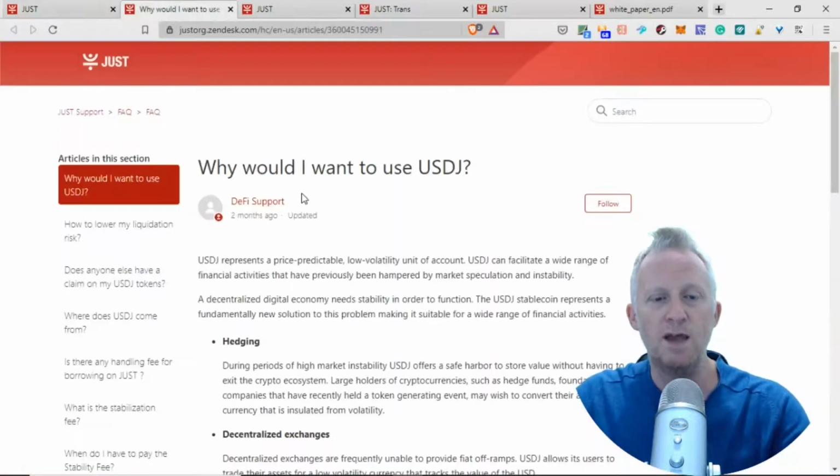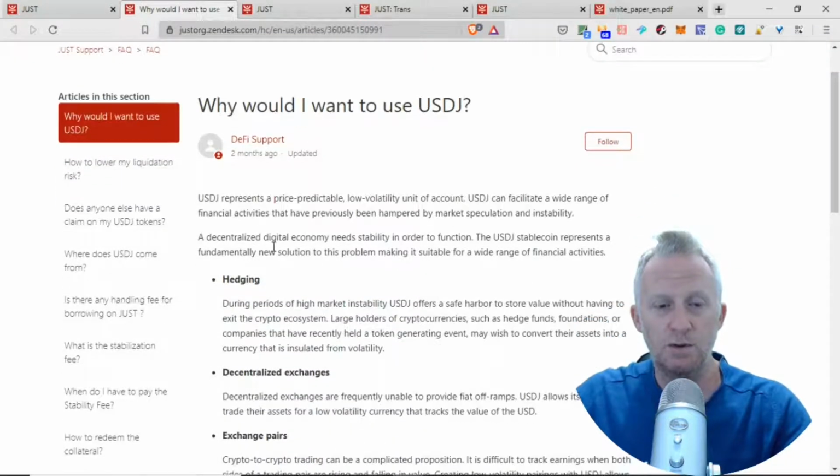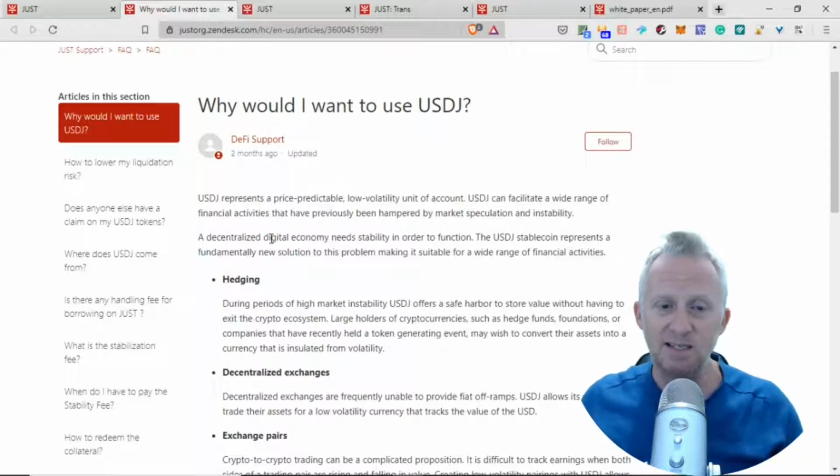So why would I use USDG? USDG represents a price-predictable, low-volatility unit of account. USDG can facilitate a wide range of financial activity that has previously been hampered by market speculation and instability. A decentralized digital economy needs stability in order to function. So this is really true.